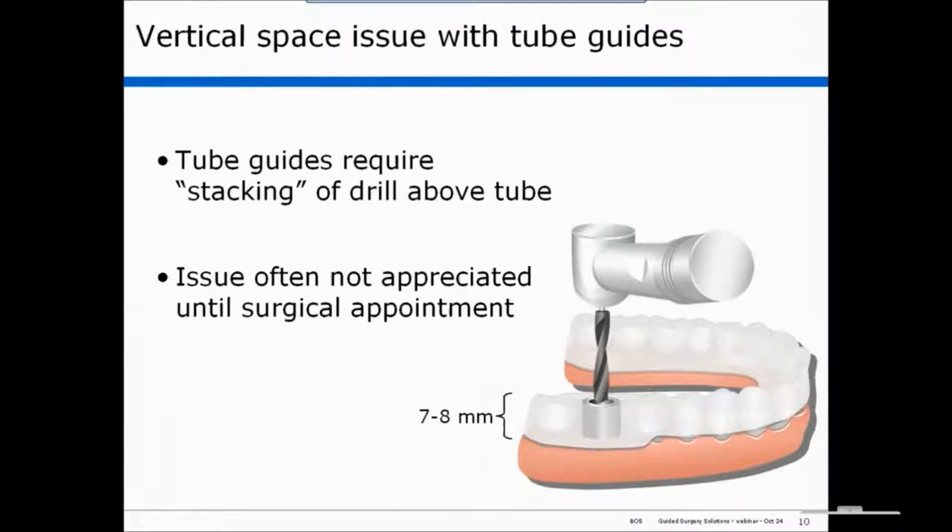The vertical space issue is one that everyone is familiar with. A tube guide requires you to stack the drill above the tube. The kicker is that we don't always measure the maximum interincisal opening of our patients as part of our pre-surgical plan. And so you have situations where the issue is not appreciated until the surgical appointment, at which point the guide is discarded. But the tube guides can easily add 6, 7, 8, 9 millimeters of vertical height requirement to a case.